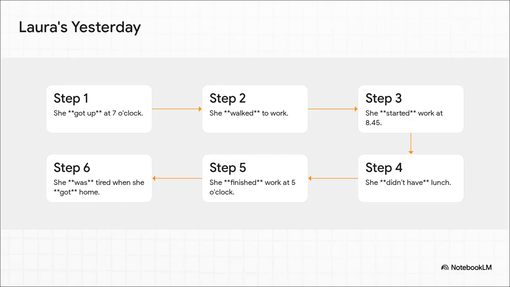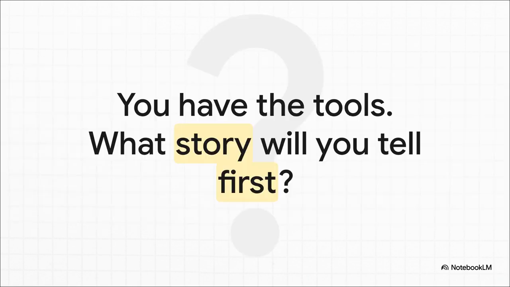She got up. Hey, there's one of our irregular verbs. Then she walked to work. That's a nice, easy, regular one. She started and finished work. More regulars. But look here. She didn't have lunch. There's our negative formula with didn't. And finally, she was tired when she got home. We've got our special VIP verb was and another irregular, got. You see, this is exactly how we do it, just mixing and matching all these forms to talk about our lives.